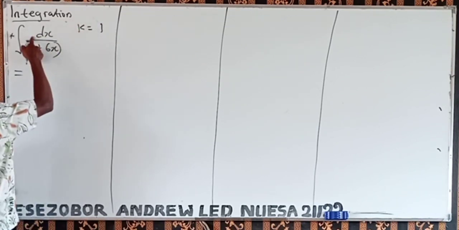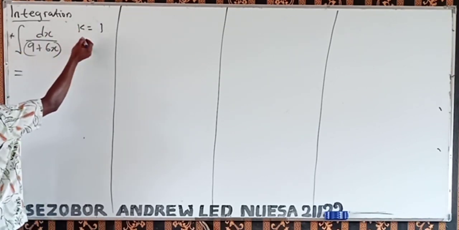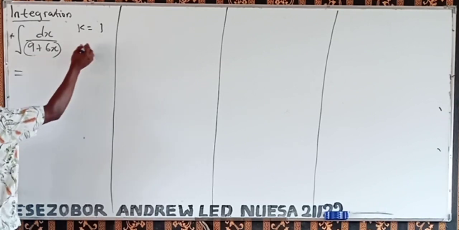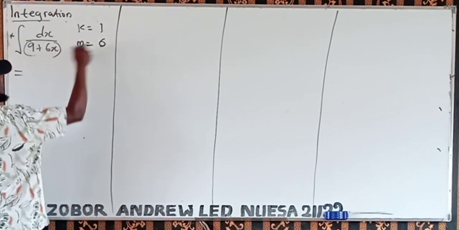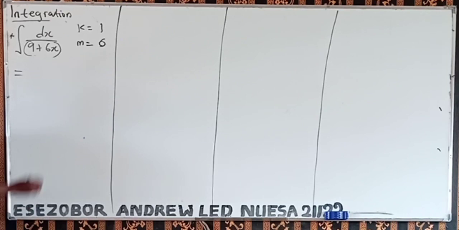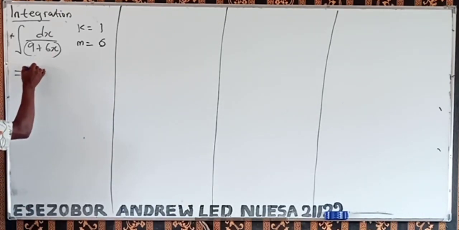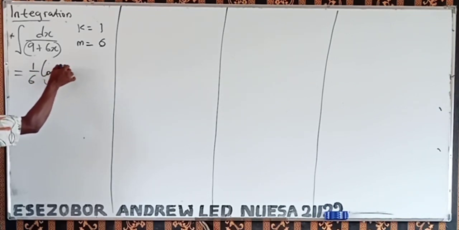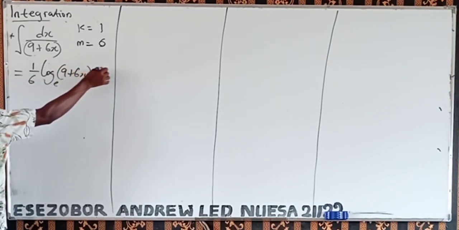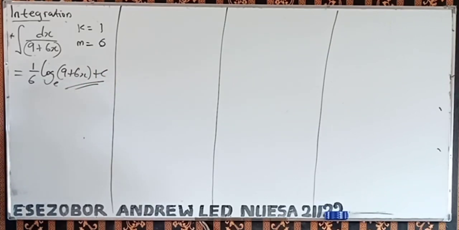It's 1. It's not here, we have minus 1 here. And which one is the m here? Our m is 6. This is the coefficient of s there. Having s here, we will have k over m, then log of the base, plus c. Answer.